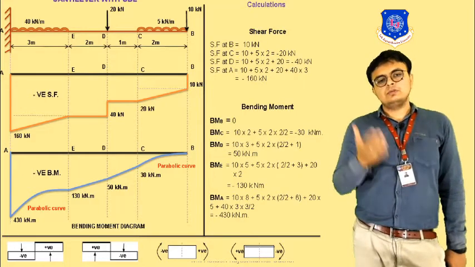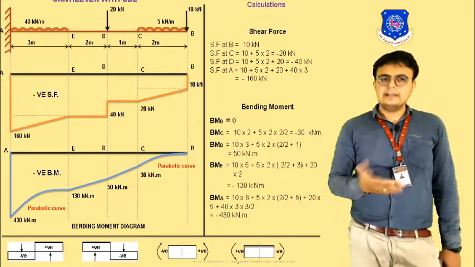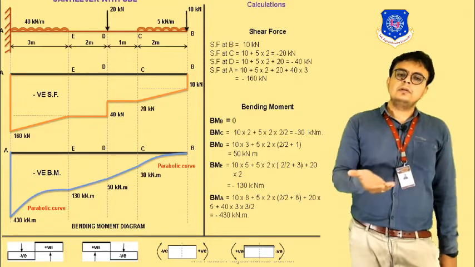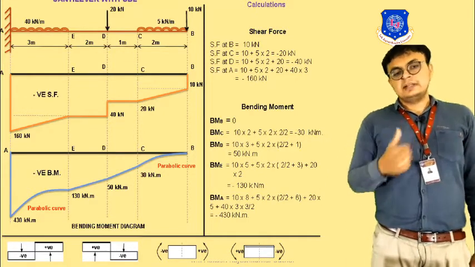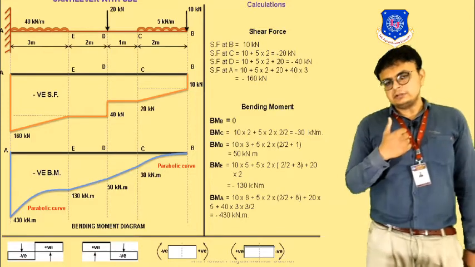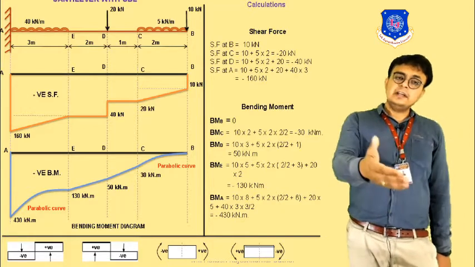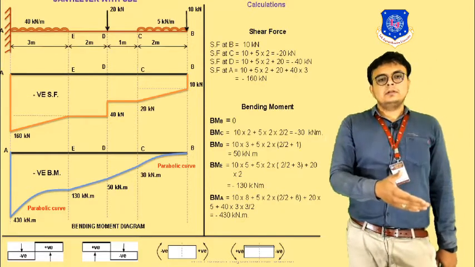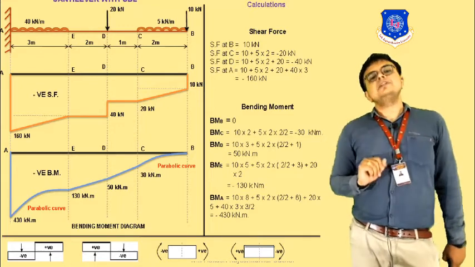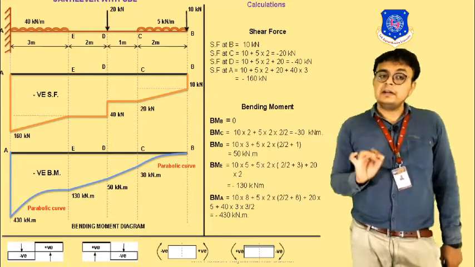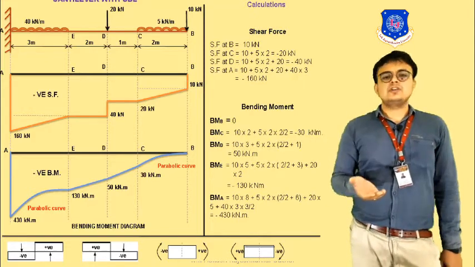Now we have to move from D to E. Moving from D to E, there is nothing, so it will be constant. So shear force at E will also be constant, equal to minus 40 kilonewton. Now we have to move from E to A. Moving from E to A, we only have one UDL of 40 kilonewton per meter for the span of 3 meters. That is just an addition to it.